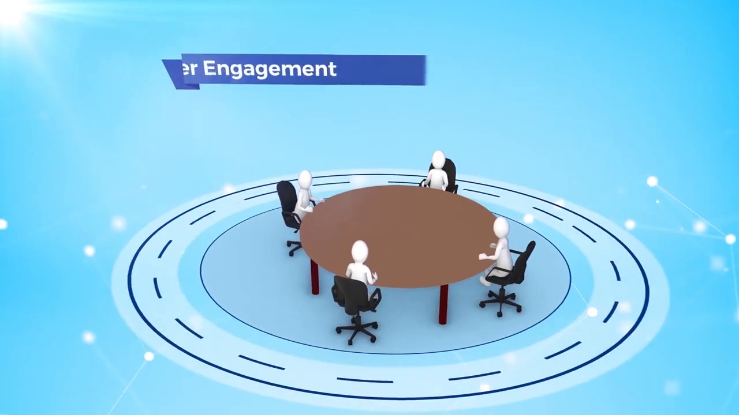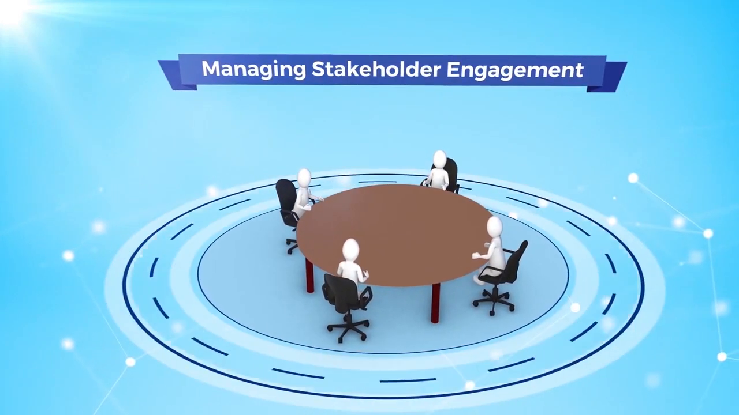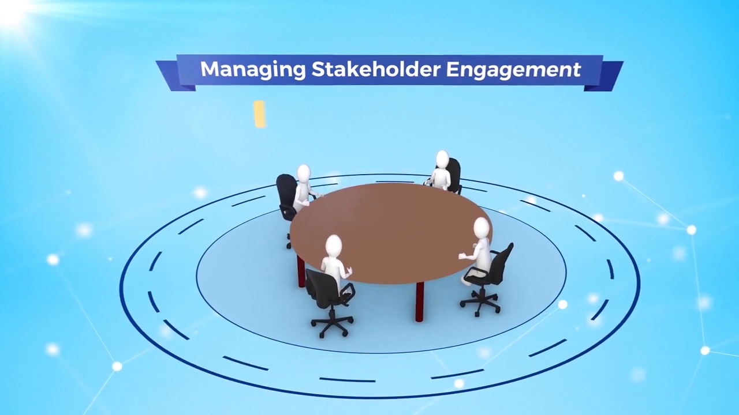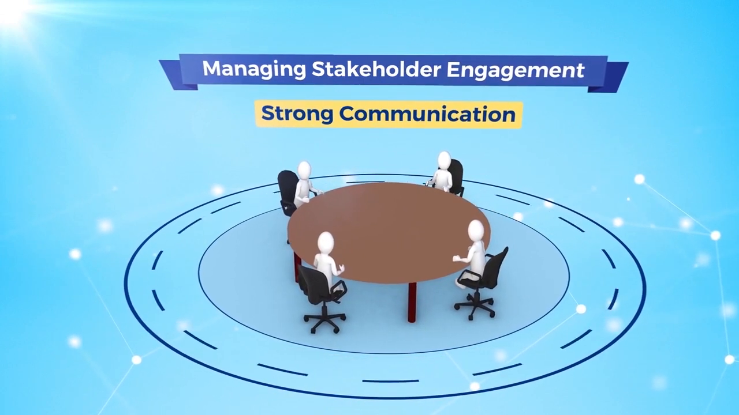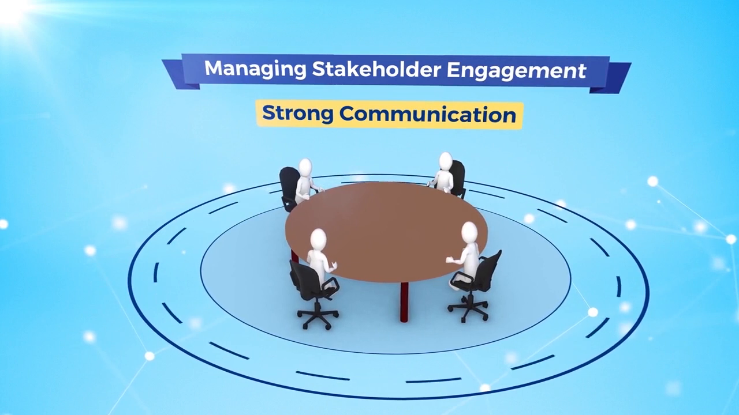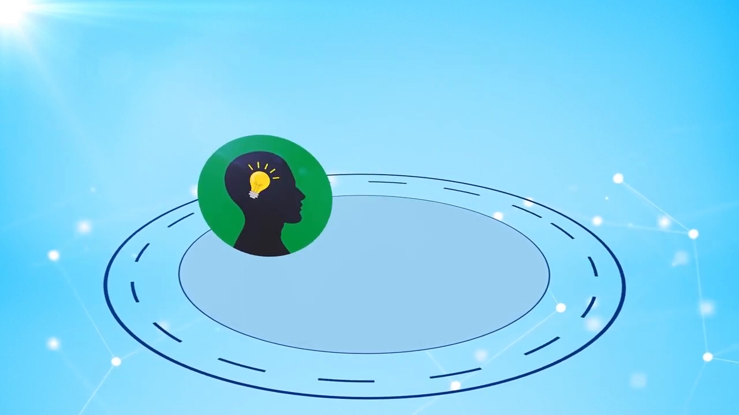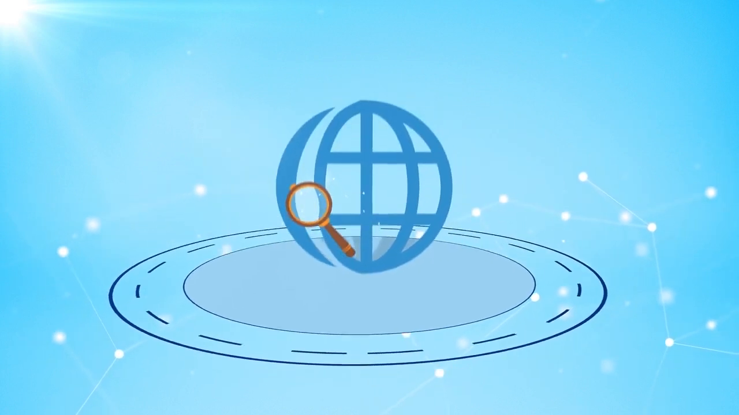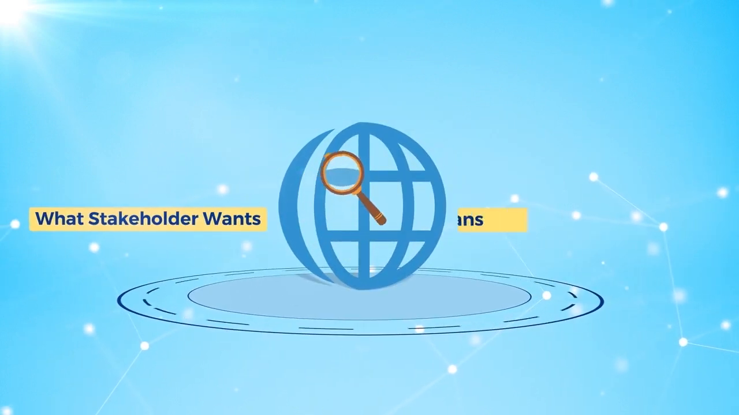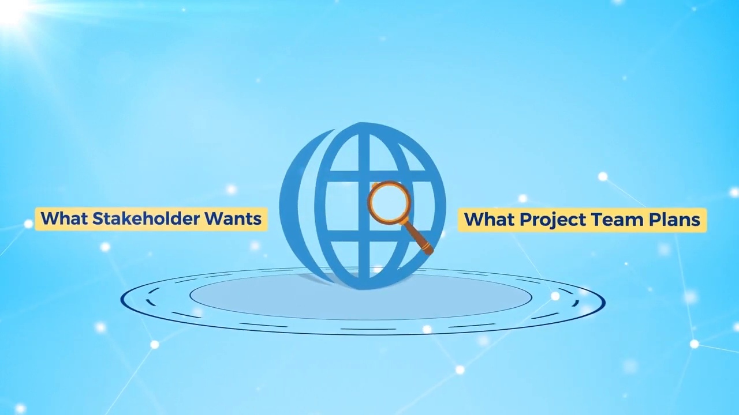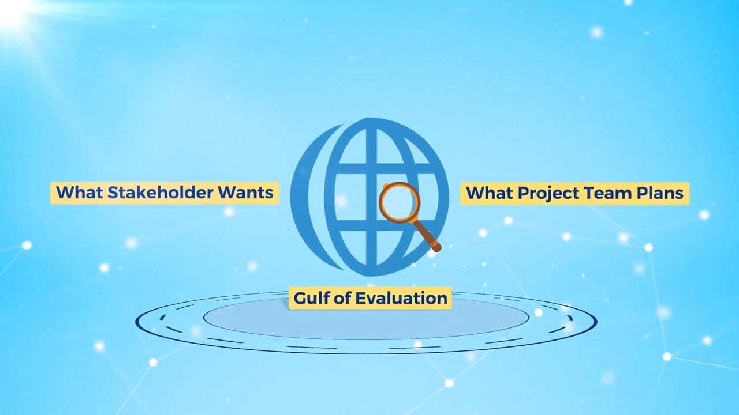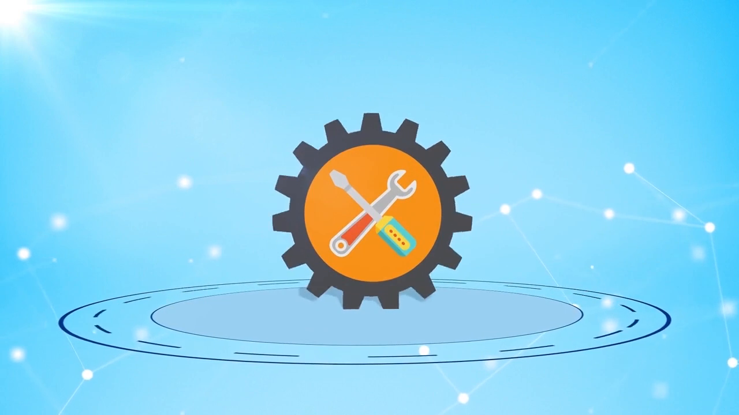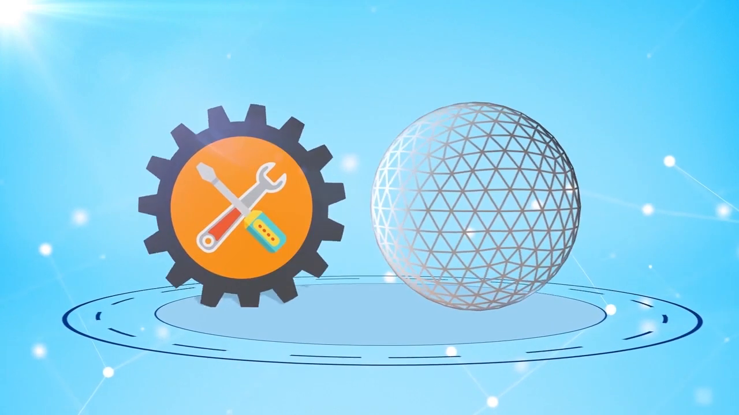It's important to manage stakeholder engagement throughout the project. This includes setting realistic expectations and maintaining strong communication. After the product vision has been agreed upon, there still may be differing ideas about the product and how it will look and function. This gap between what the stakeholder wants and what the project team plans to build is known as the gulf of evaluation.